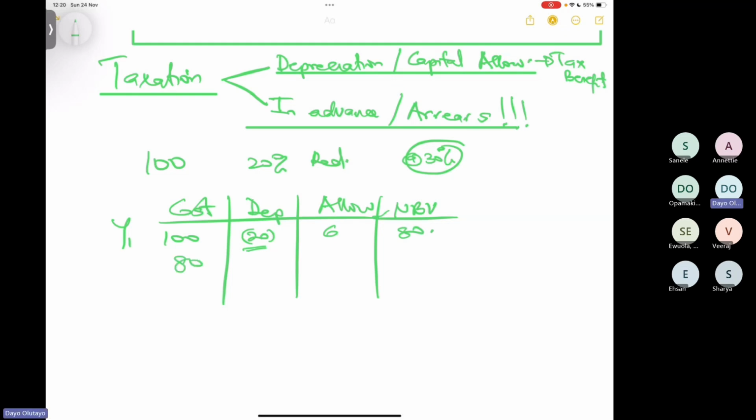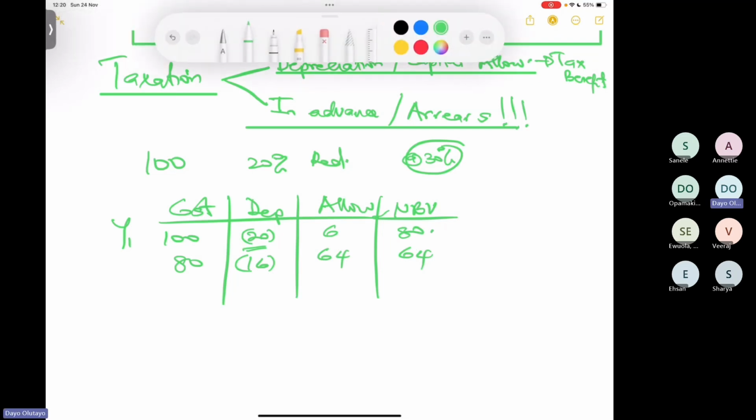Then you open with that again. 20% of 80, 16. Then you have 64. Your allowance will be 30% of 16. I think that's 4.8. Okay, and that's how you keep going.